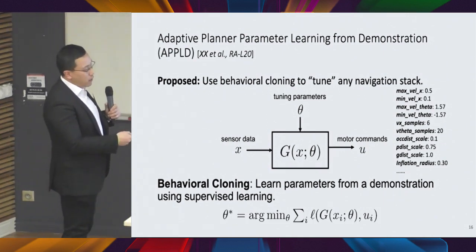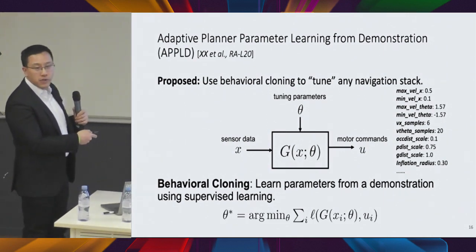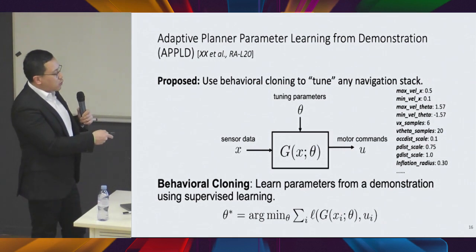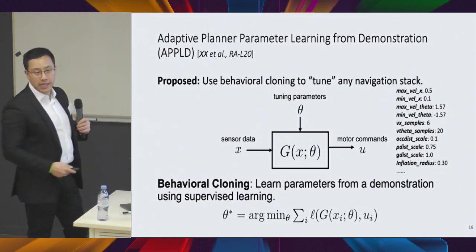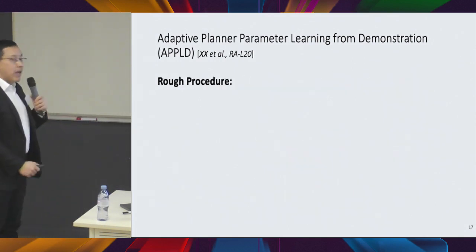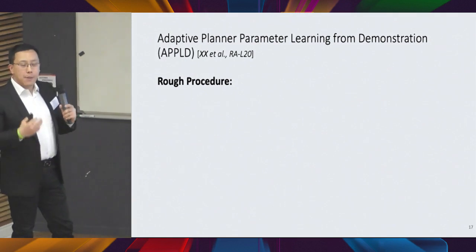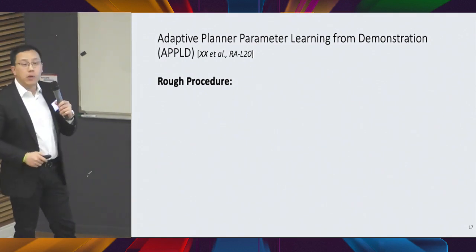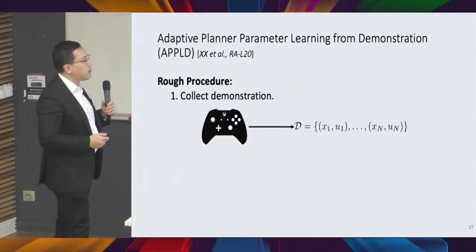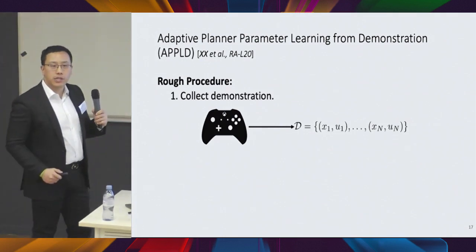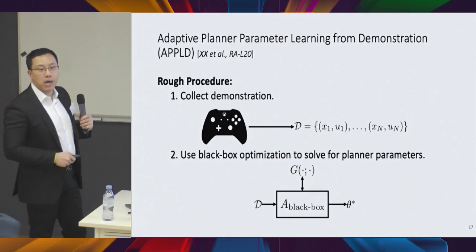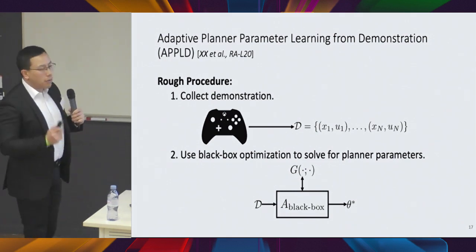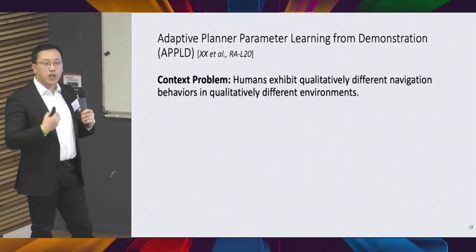So this is the behavior cloning loss. We are seeking the optimal parameters here to minimize the difference between the human demonstration and the output of our navigation system G, parameterized by theta. So the rough procedure of APPLE-D, which is one APPLE method, adaptive planning parameter learning from demonstration, is very simple. Collect a demonstration using a joystick, and then run any black box optimization to solve for planner parameters theta star. But there's one issue here, which we call the context problem.